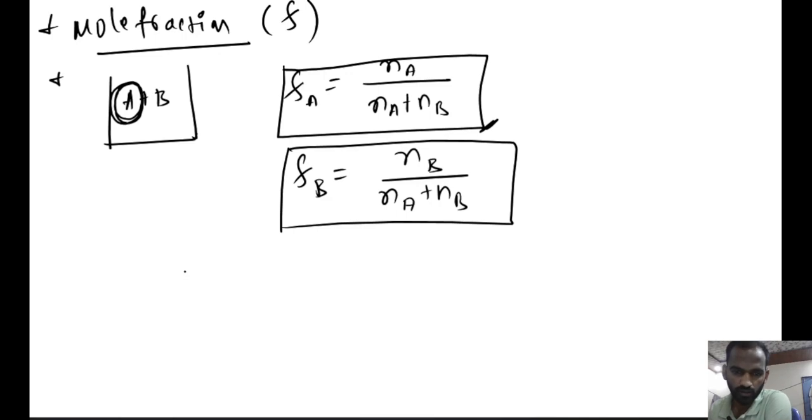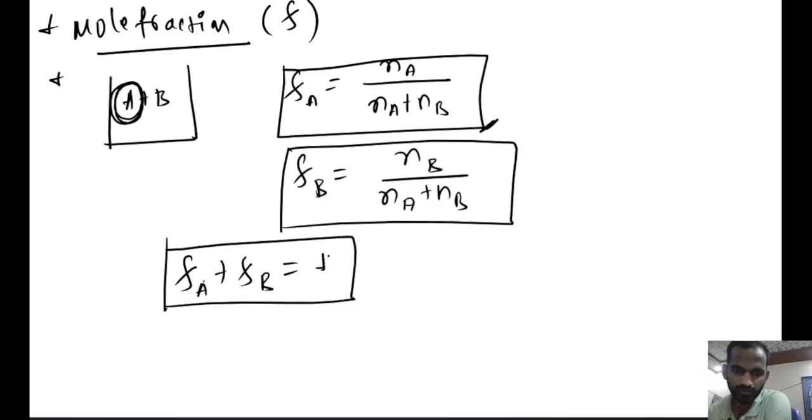Now if I check mole fraction of A plus mole fraction of B, it is always equal to 1, remember. So this is called mole fraction. We have to find the number of moles of A and number of moles of B, then only we can find the mole fraction of A. Each composition we can calculate if any mixture is there. So then we are going to use this kind of concentration term.